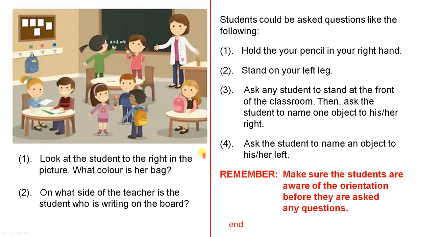The next picture. Look at the student to the right in the picture. So there is the student to the right. What colour is her bag? On what side of the teacher is the student who is writing on the board?